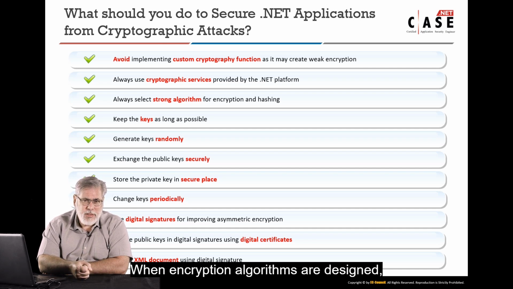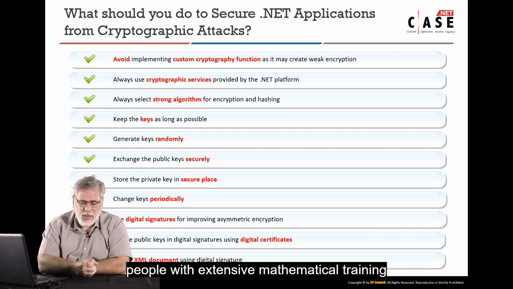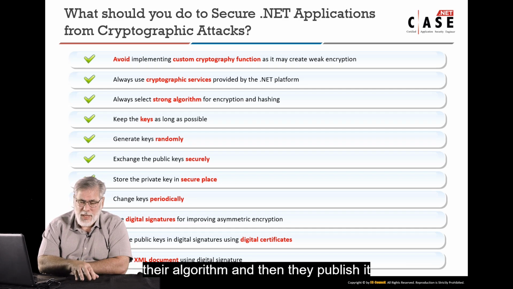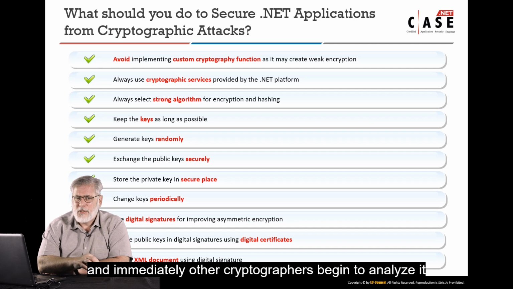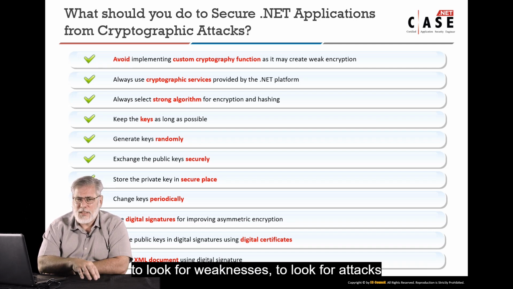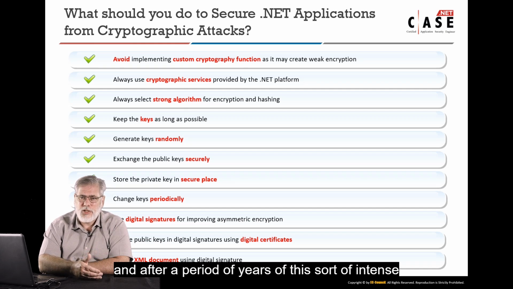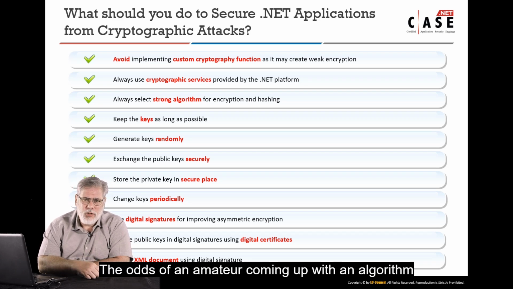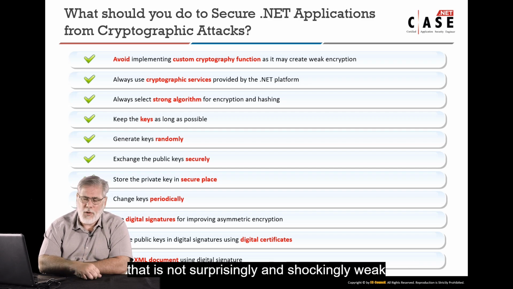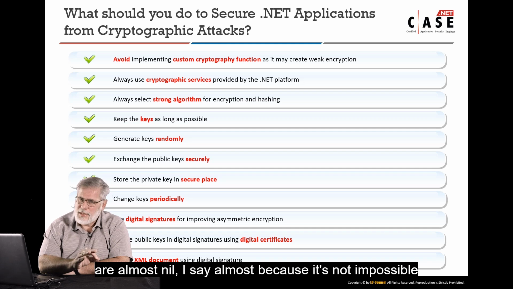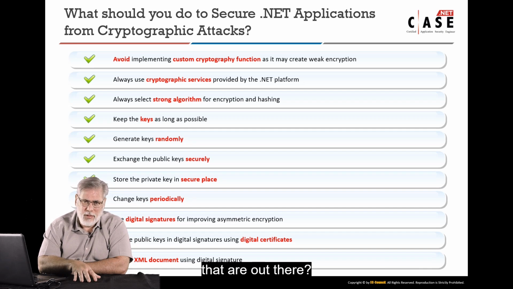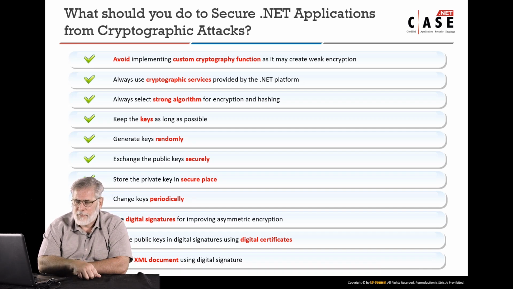When encryption algorithms are designed, people with extensive mathematical training spend a great deal of time developing and testing their algorithm, and then they publish it. And immediately other cryptographers begin to analyze it, to look for weaknesses, to look for attacks. And after a period of years of this sort of intense review from the scientific community, then an algorithm is ready to be used in public. The odds of an amateur coming up with an algorithm that is not surprisingly and shockingly weak are almost nil. I say almost because it's not impossible, but why not just use the proven algorithms that are out there? Don't ever create your own cryptography.